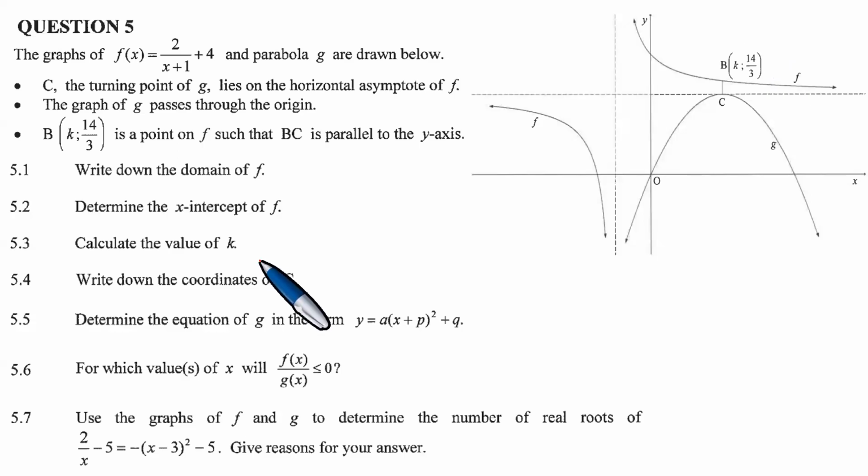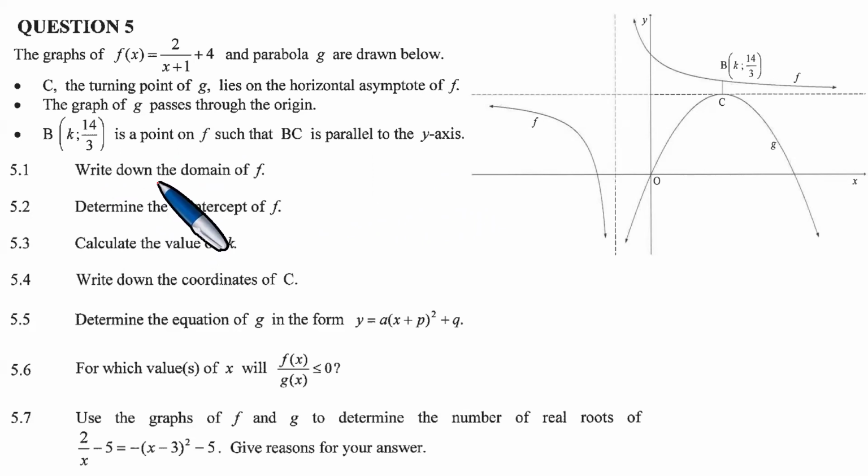In this lesson, we shall look at graphs and functions. The graphs of f(x) = 2/(x+1) + 4 and parabola G are drawn below. C, the turning point of G, lies on the horizontal asymptote of f. The graph of G passes through the origin. B has the coordinates (k, 14/3) and is a point on f such that BC is parallel to the y-axis.